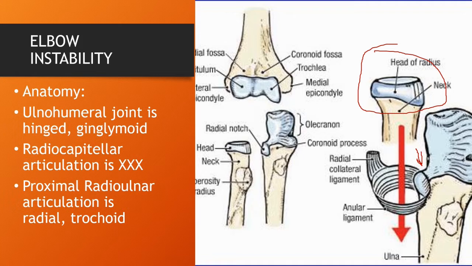Well, the head of the radius is stabilized by the radial collateral and also the annular ligaments, which circumscribe or encircle the head of the radius bone. And then the radius bone simply rotates about a vertical axis within that articulation. So any injury or sprain of either the annular or radial collateral ligament can cause a destabilization here at the proximal radio-ulnar joint.